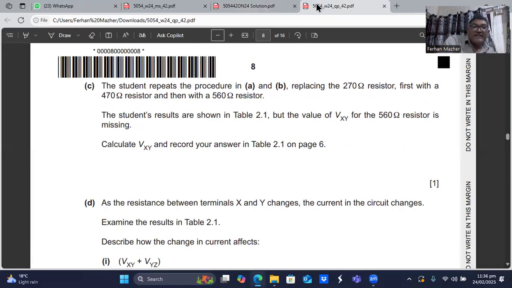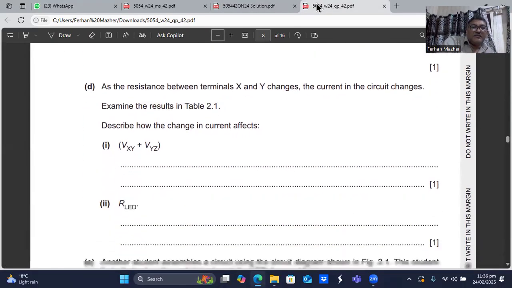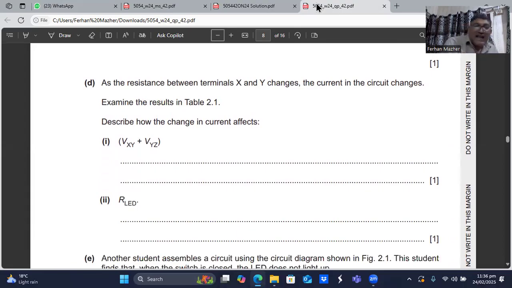Okay, then he says, as the resistance between the terminals X and Y changes, the current in the circuit changes. Examine the results in table 2.1. Describe how the change in the current affects this.